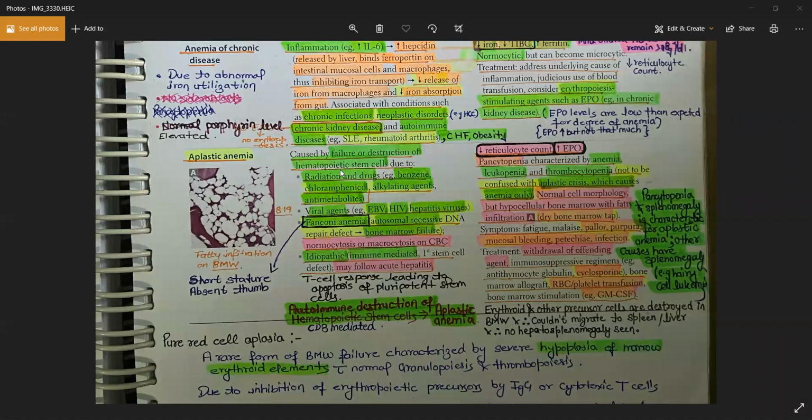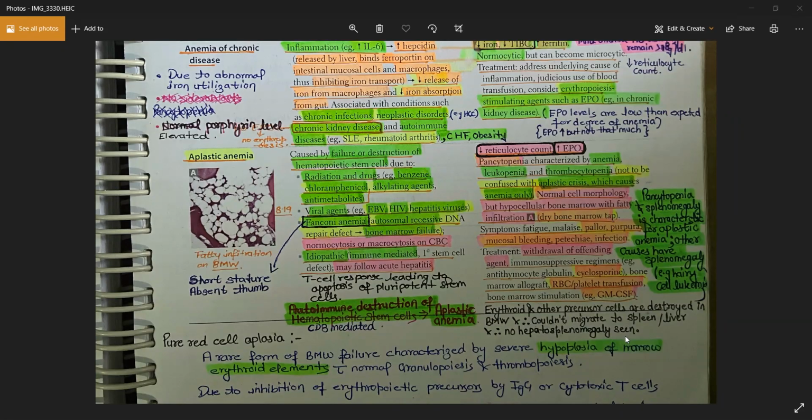So the treatment includes removal of the offending agent. In case of autoimmune destruction, you will give the patient immunosuppressive therapies like the cyclosporins. You have to do bone marrow transplantation, right? You will have to give the patient more erythropoietin, more GM-CSF, so that whatever remains of the bone marrow can be stimulated more. You will have to give the patient RBC transfusions or platelet transfusions also. So these are all the treatments for aplastic anemia.